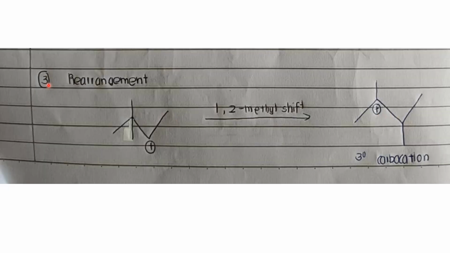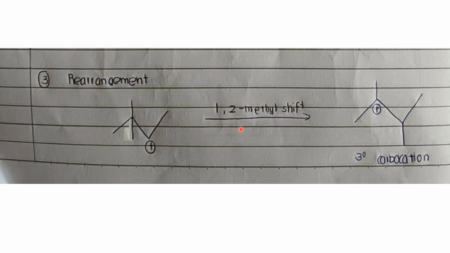And step 3 is rearrangement. In the carbocation intermediate, a nearby H atom, we see here there are two methyl groups, but the carbocation here is only a secondary carbocation. It needs to become more stable, so it will change place with the methyl group here, which undergoes a 1,2 methyl shift. These two will change their position at the same time.